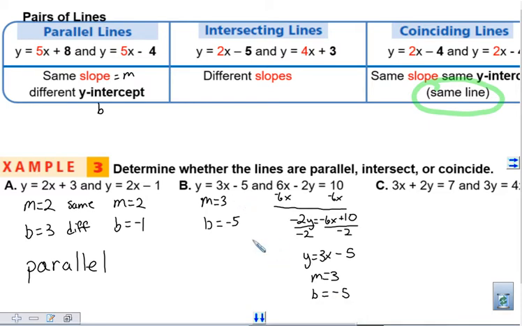So our slopes are the same, and our y-intercept is the same. When that happens, both the slope and y-intercept are the same. The lines are coinciding because they are the same line.